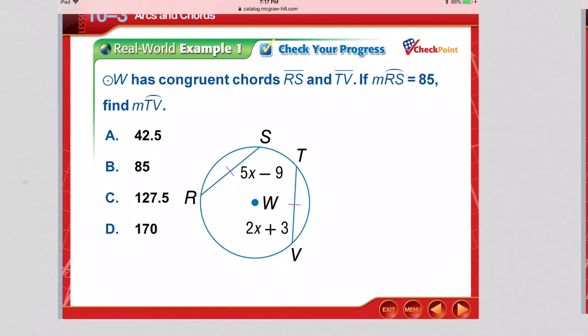So here we have a question. Circle W has congruent chords. So we have this chord here is congruent to this chord here. And I know RS is 85. So I want to know what is the measure of TV. So go ahead and choose if it's A, B, C, or D.